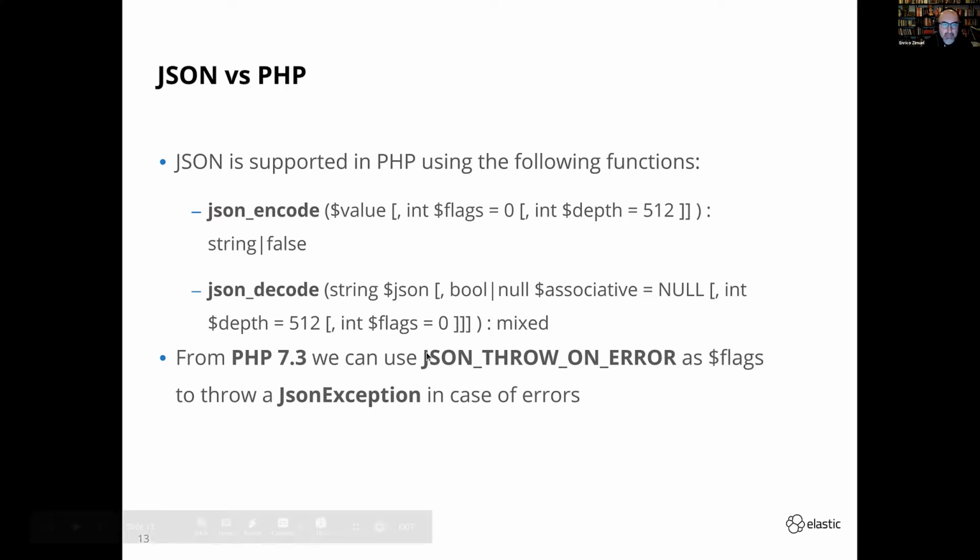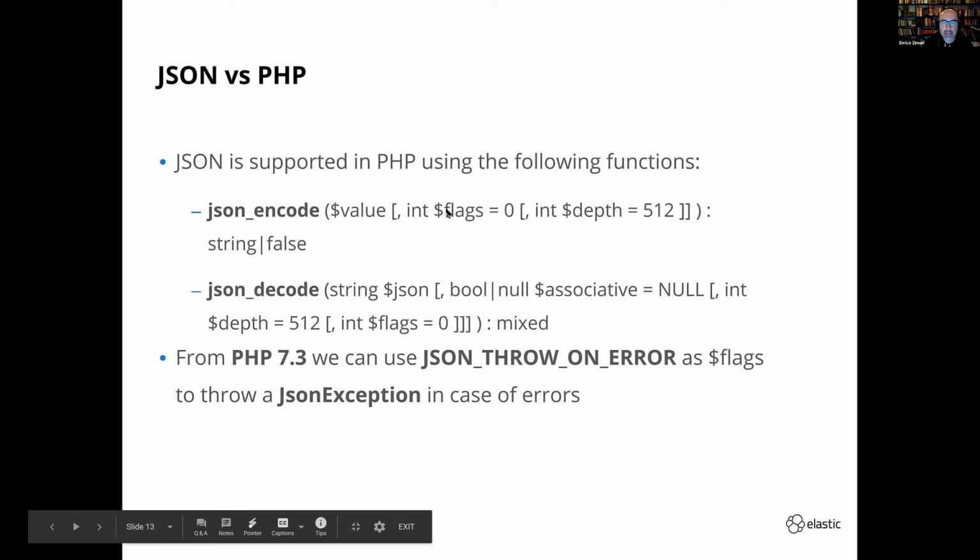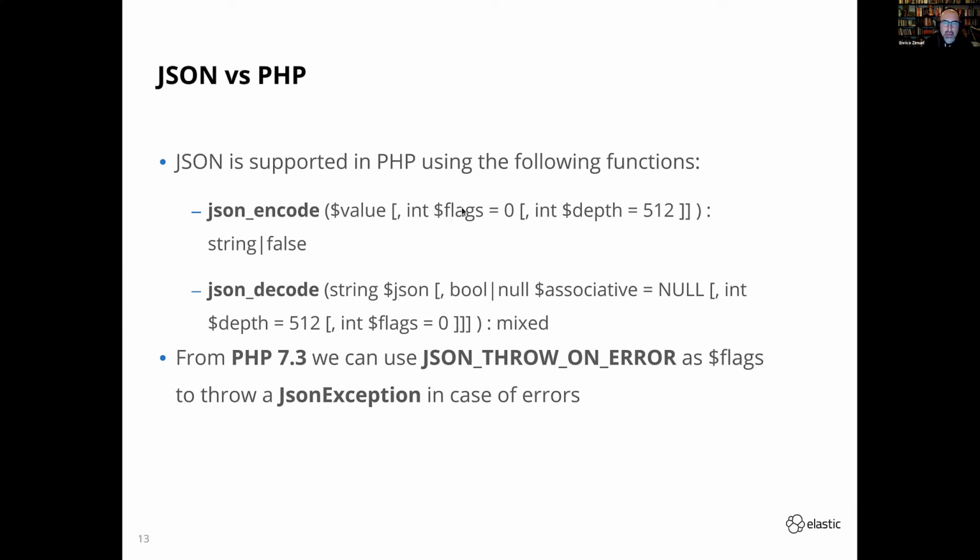That is a flag that you can specify when you want to encode something in JSON. It throws a JSON exception in case of error, so this is quite convenient. This is a new feature of PHP 7.3, and I strongly encourage using it if you need to decode or encode JSON. That said, inside the PHP client of Elasticsearch, you don't have to encode or decode JSON manually.